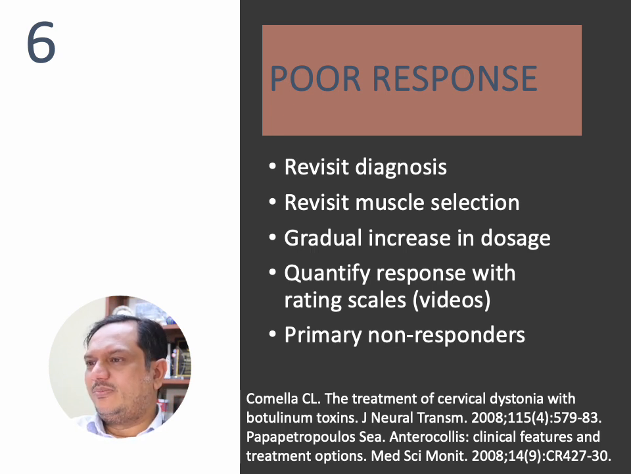You want to make sure your muscle selection was right. You want to start increasing the dose. If the patient had no side effects and had no benefit, then that means the dose was just too low, and you increase the dose and look for benefit at a higher dose. And you quantify response with some objective measurement. Sometimes the patient is not 100% reliable, and you want to watch for those primary non-responders who just never respond to the toxin, which is rare.